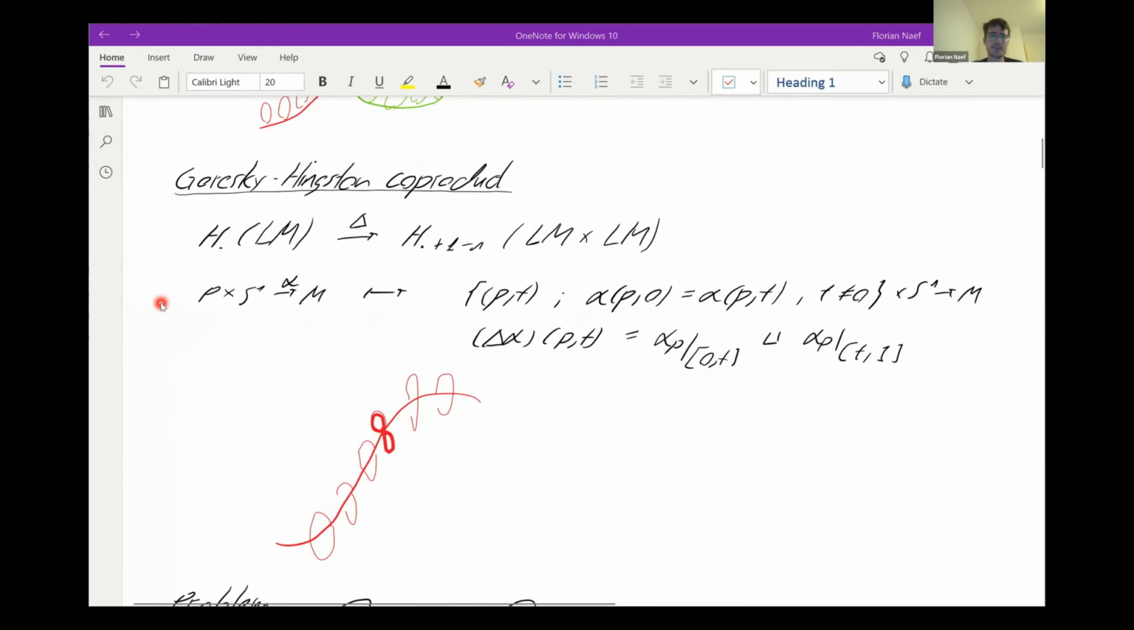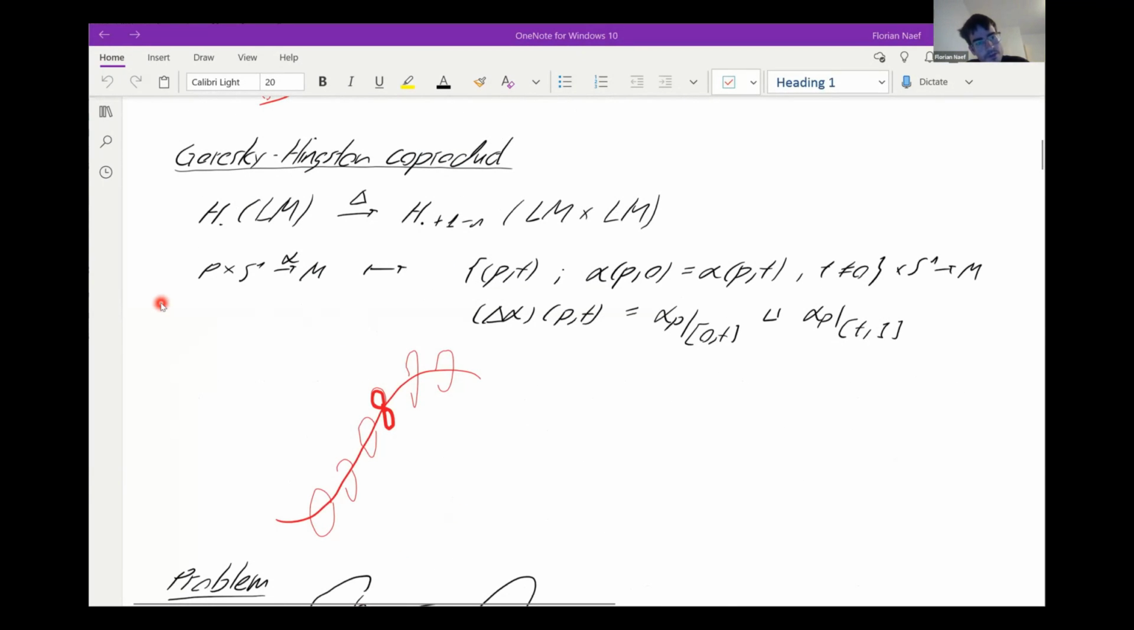Then there's an additional operation that I also want to talk about. That's what is called the Goresky-Hingston coproduct. It's similarly defined to the Sullivan product, except we want to do the same just with a single family of loops, and we want to count self-intersections. So geometrically, how it's defined is, we think of having some kind of family of loops parameterized by some parameter space P.